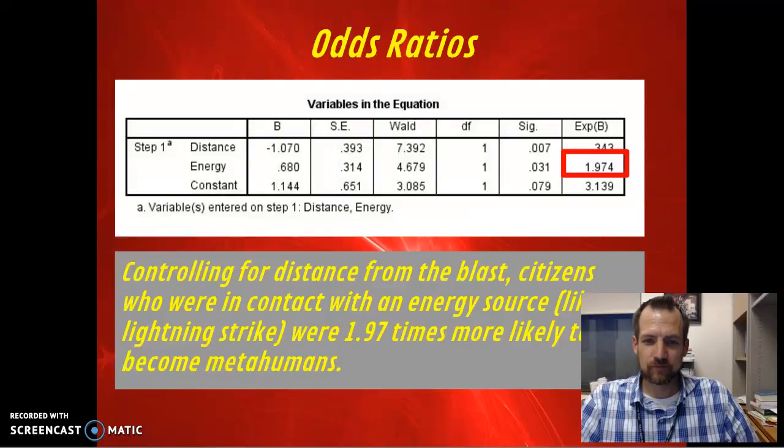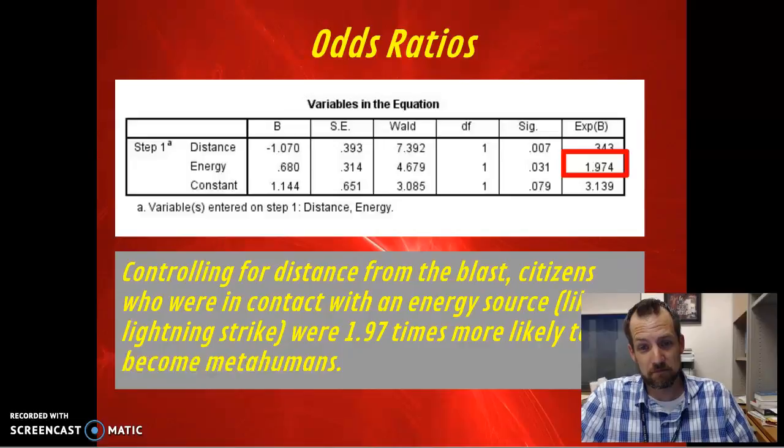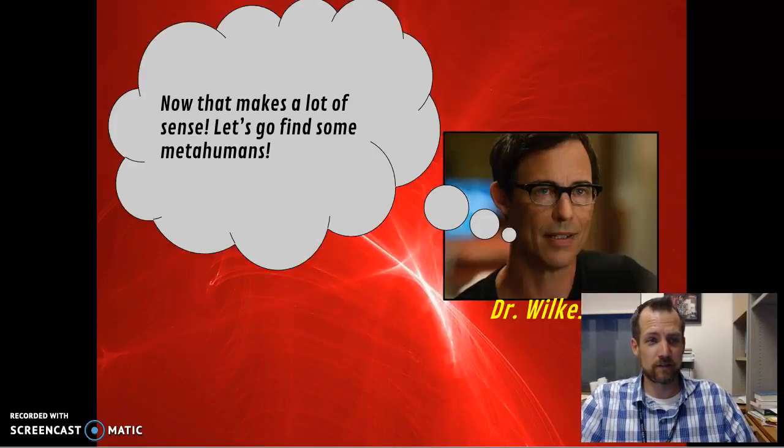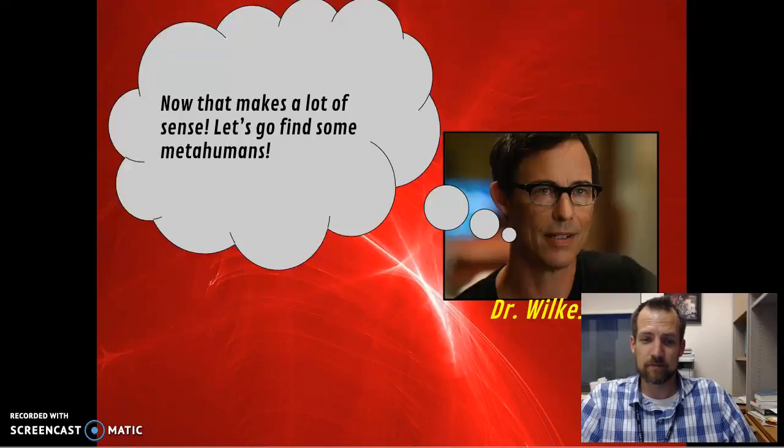One of the cool things about using this for research, I think, is it's so easy. It's just easier to explain. You could say you're 10 times more likely to get a particular disease if you haven't been vaccinated. People understand that, and it makes sense. And our buddy Dr. Wilt says, okay, that makes a lot of sense. Let's use it. Let's go find some metahumans. And so there you have it. That's kind of all we're going to talk about for logistic regression for now.